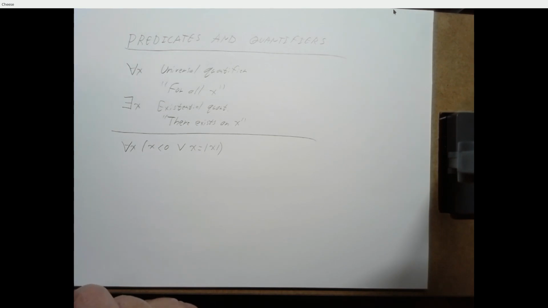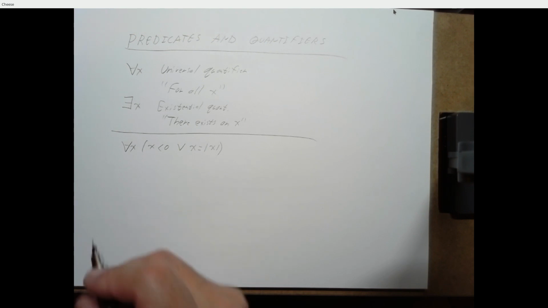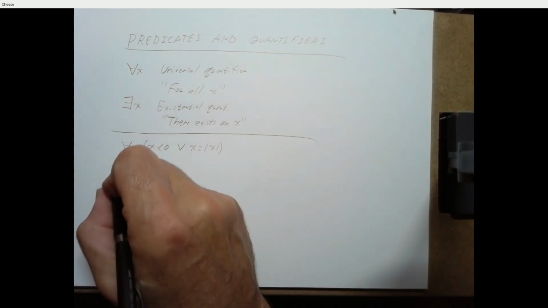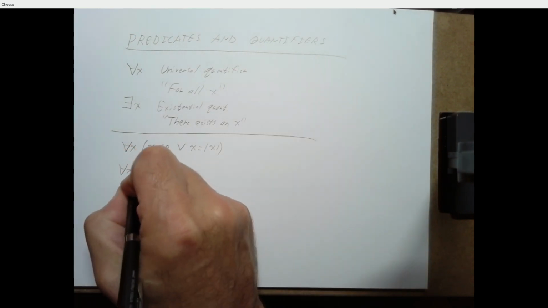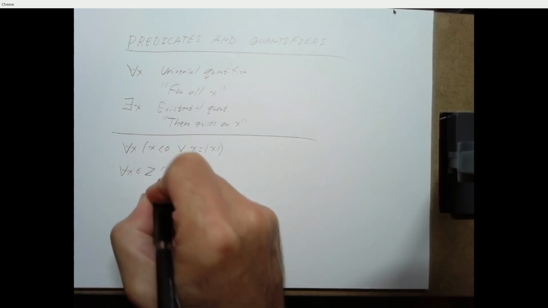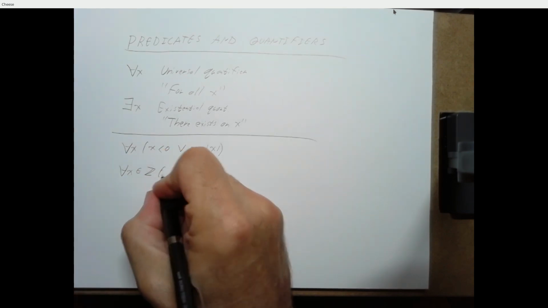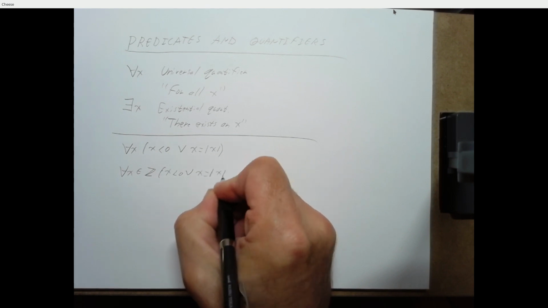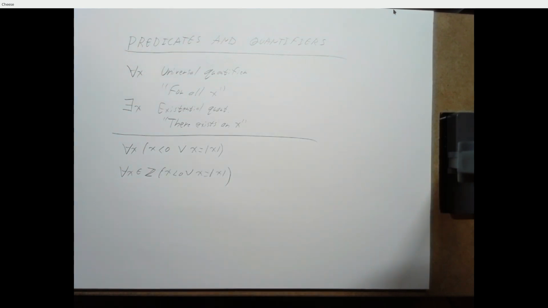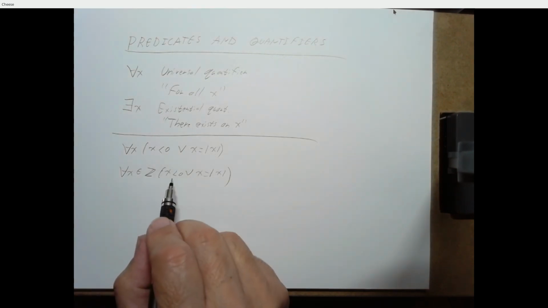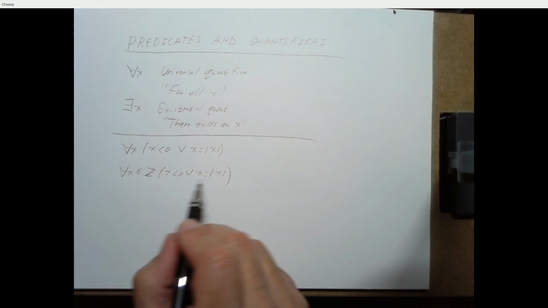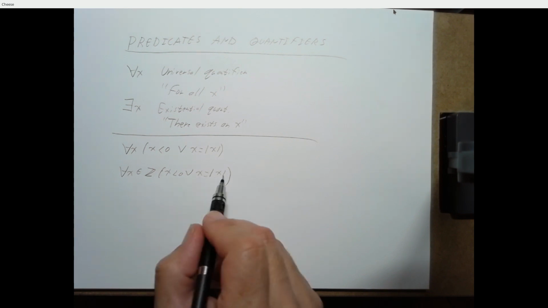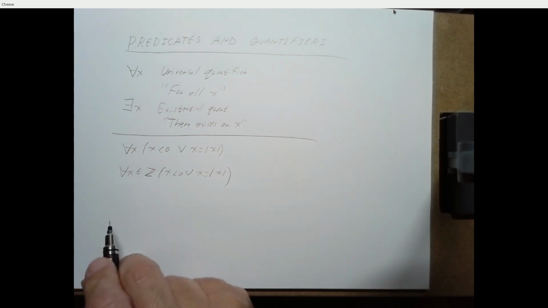And we need to be a little careful about the universes that we're talking about here. So we might actually want to say for all x contained in Z, and then we could say x is less than 0, or x is equal to the absolute value of x. And this proposition happens to be true because we know that if a number is not negative, it's 0 or positive, and it's equal to its absolute value. So this proposition is true.